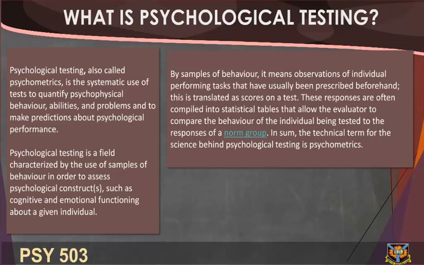By samples of behavior, it means observations of individuals performing tasks that have usually been prescribed beforehand. This is translated as scores on a test. These responses are often compiled into statistical tables that allow the evaluator to compare the behavior of the individual being tested to the responses of a norm group. In sum, the technical term for the science behind psychological testing is psychometrics.